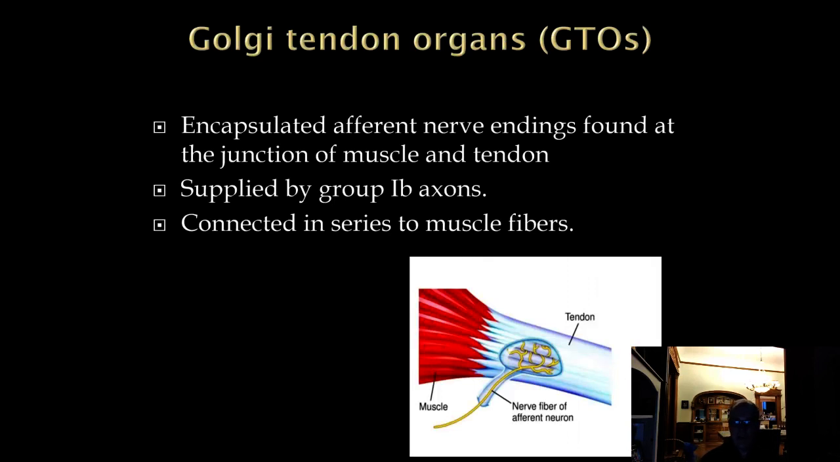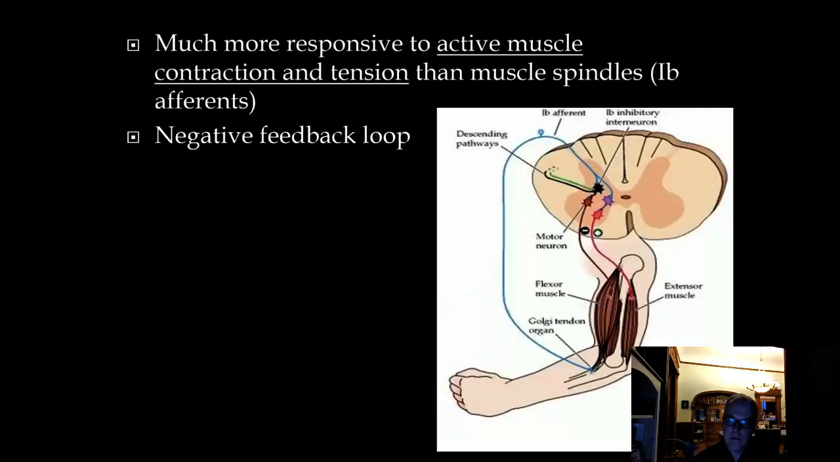All right, the Golgi tendon organs are other sensory receptors. Remember we talked about these providing input for two of the spinocerebellar pathways. So these are encapsulated nerve endings that are at the junction of muscle and tendons. These provide input to the spinal cord via 1B axons, and they are connected in series with the muscle fibers.